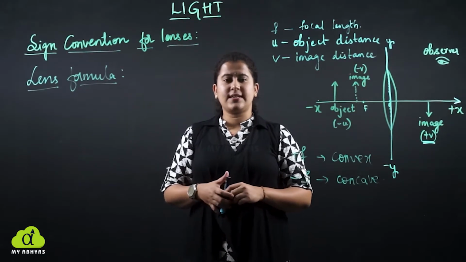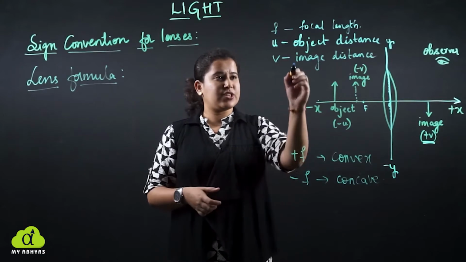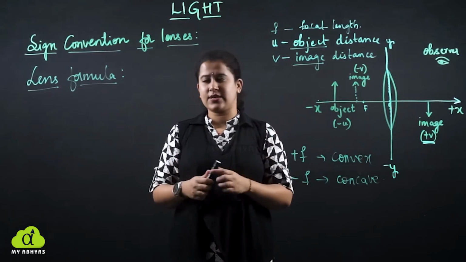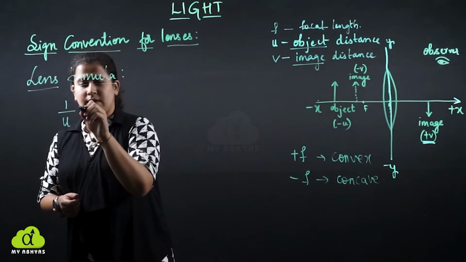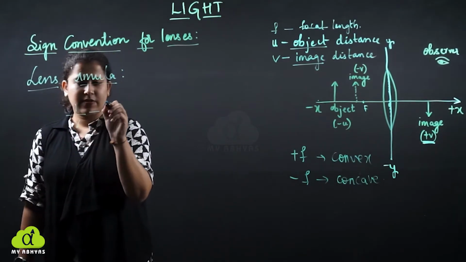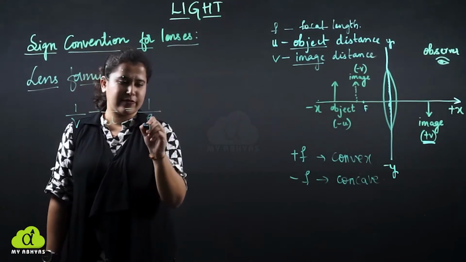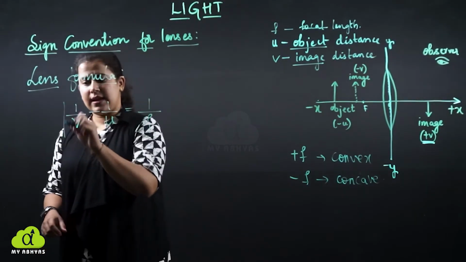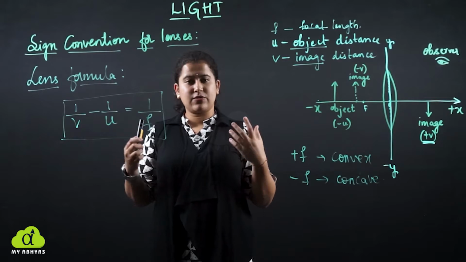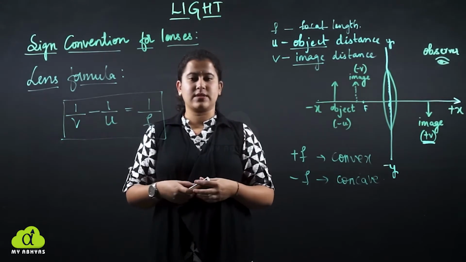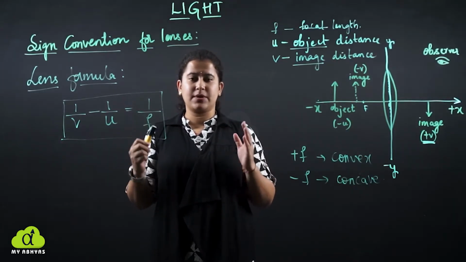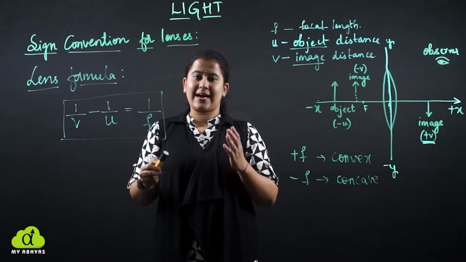So what is the lens formula? The lens formula gives the relation between the image distance, the object distance, and the focal length. Clear? So what is the relation? 1 by v minus 1 by u is equal to 1 by f. Clear? So this is the lens formula which you will use to find the focal length, or you can use it to find the image distance, and also to find the object distance. So this formula gives you the exact relation between the image distance, the object distance, and the focal length.